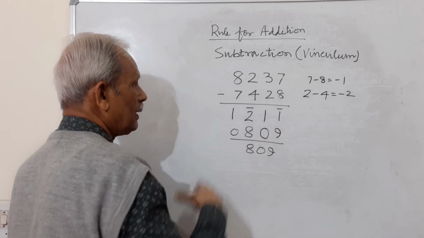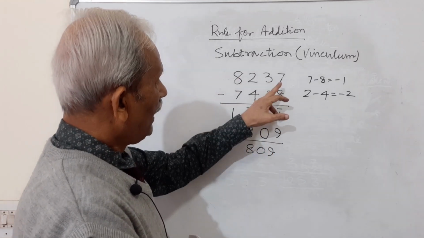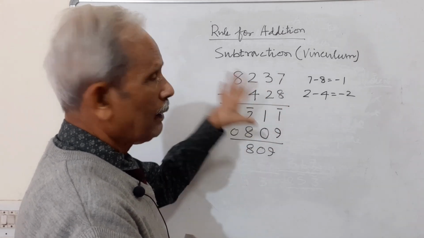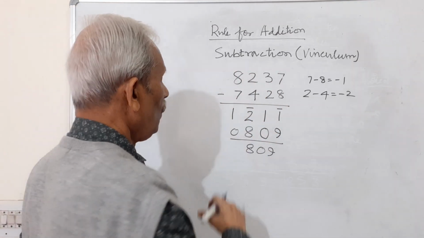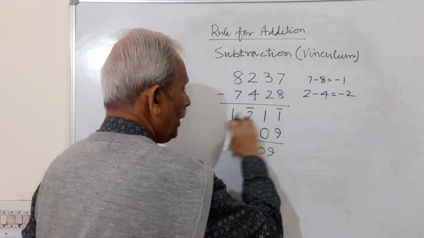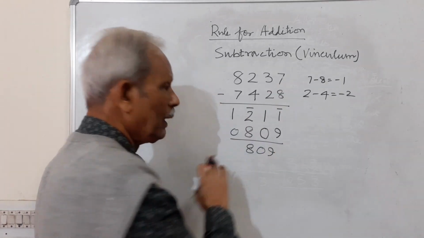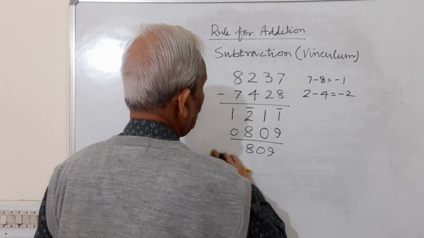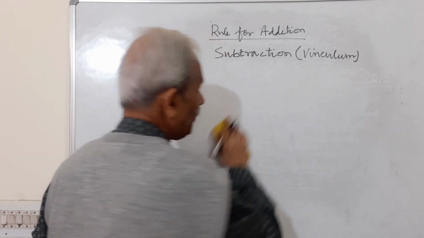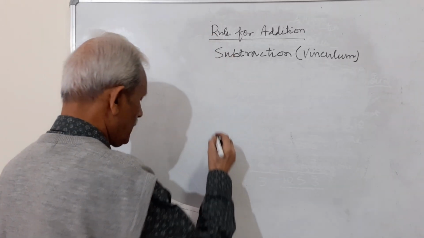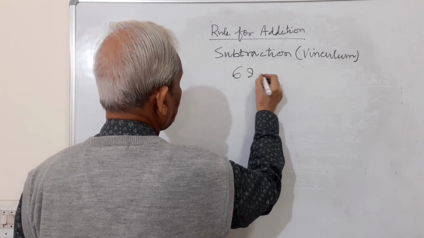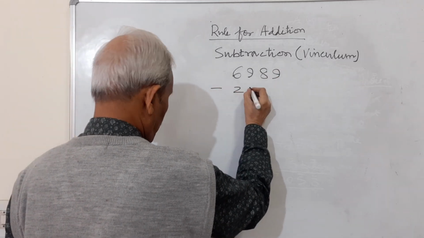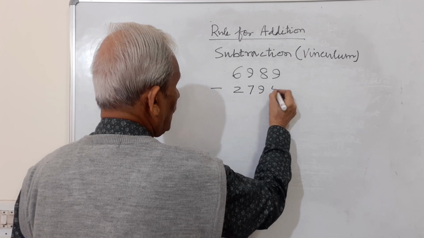What you have done, rather than calculating this, making it 10, then making it 17, then 8 minus, then making it 9 and all that, carry numbers and all that, we have just written that number in bar numbers and devinculated it. So just by doing that, the subtraction sometimes becomes easier for bigger subtraction. Take for example 6989 and we have to subtract 2795. So I'll do it quickly now.